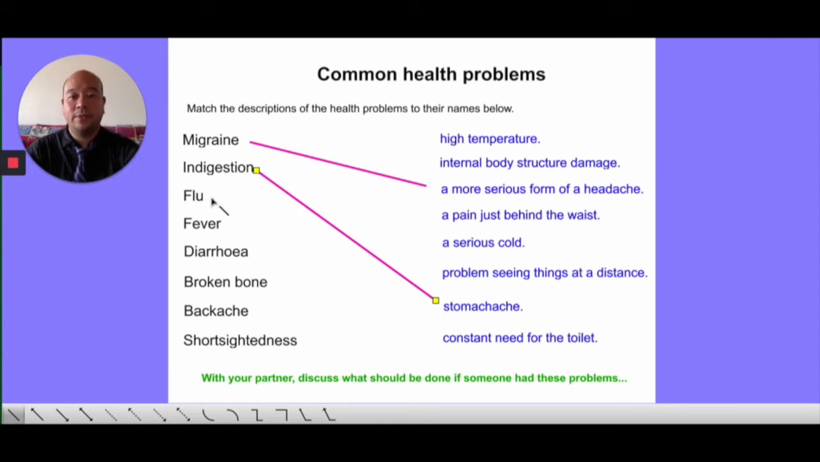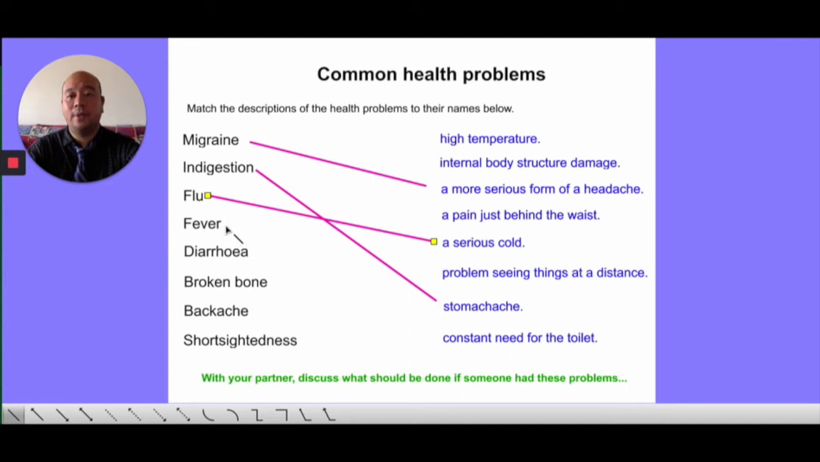The third one is flu. Flu is like a serious cold. What's the difference between a cold and a flu? Colds usually last for 2 to 3 days. They're not very serious, whereas flus last a bit longer, a week, sometimes 2 weeks, right? Flus are caused by viruses in your body.